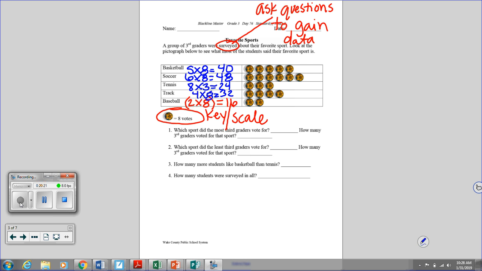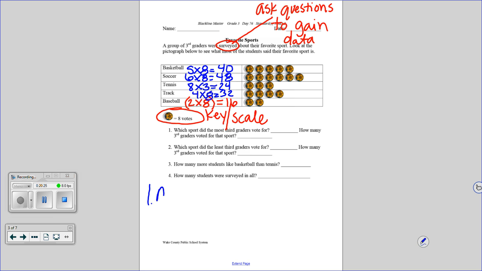Piper? Soccer. Most third graders voted for soccer. The second part of that question says, how many third graders voted for that sport? Tricky. How many third graders? Ada Rosa, what do you think?